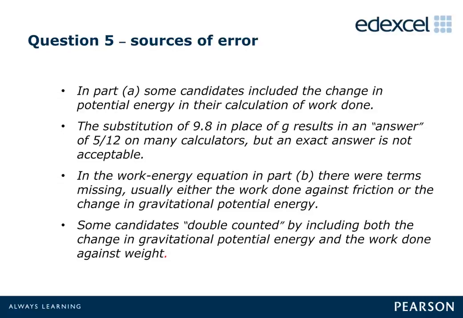In the work-energy equation in Part B, there were terms missing, usually either the work done against friction or the change in gravitational potential energy. Some candidates double-counted by including both the change in gravitational potential energy and the work done against weight, although this error was not as common as in some recent past papers.